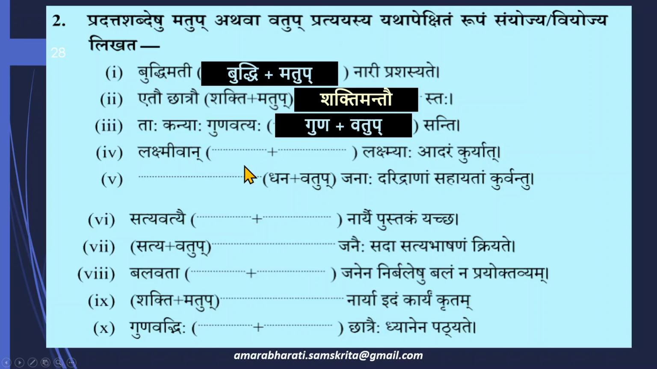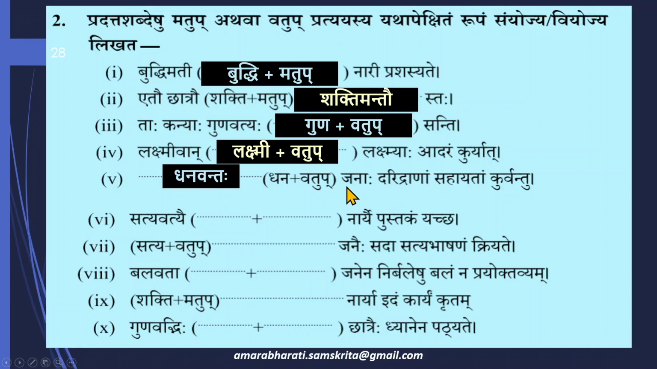Santi. Lakshmivan. Lakshmi plus vatup is Lakshmivan. Lakshmyaha adaram kuryat. He has to respect Lakshmi. Dhana plus vatup is Dhanavantaha. Dhanavantah janaha. Bahuvachana pada. Dhanavan, Dhanavantau, Dhanavantaha. Daridranam sahayatam kurvantu.